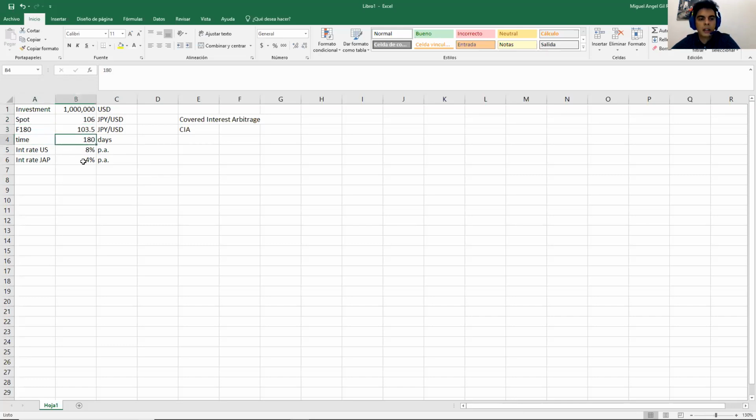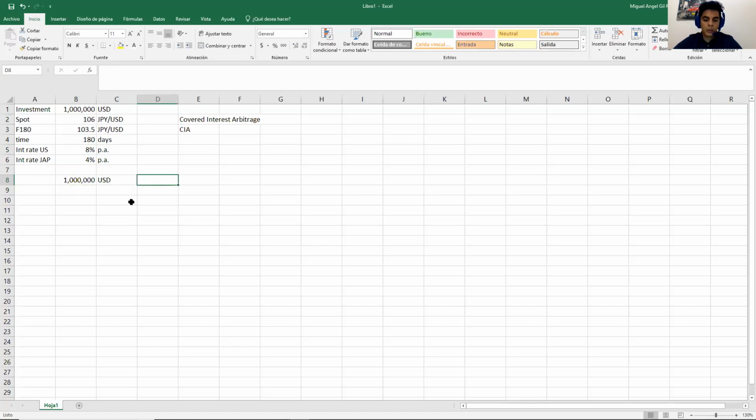Then our strategy has a time frame of 6 months. That's why we have 180 days, okay? And then we have the interest rate of the US and the interest rate of Japan. So we can invest in Japan or in the US, and that's what we are going to do. Let's see if we can make some profit with this strategy. The very first step is to write what you have in the present and in the local country. In this case, the local country is the US. So we start with $1 million.